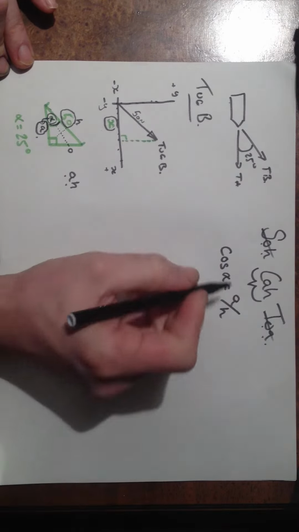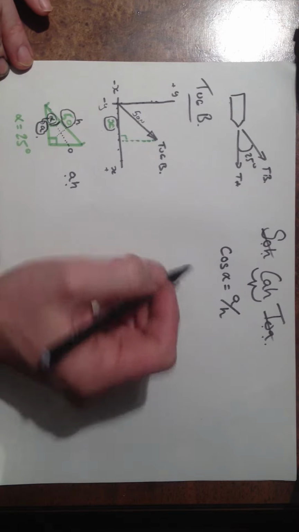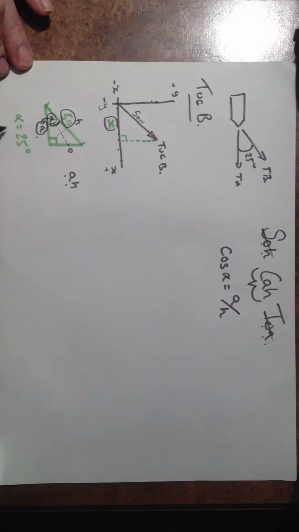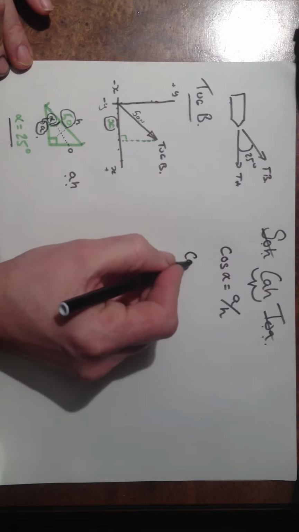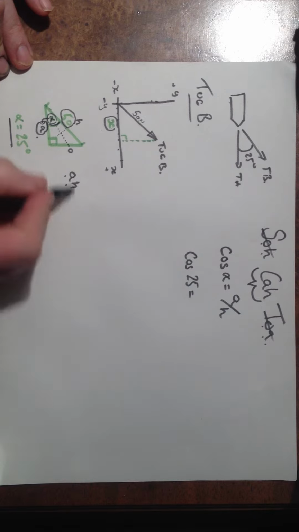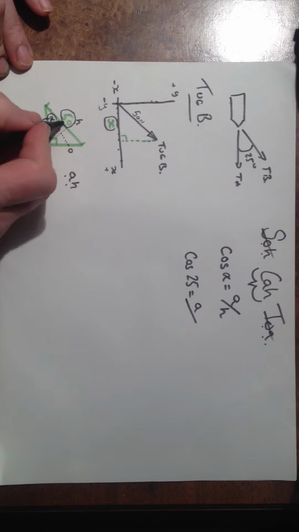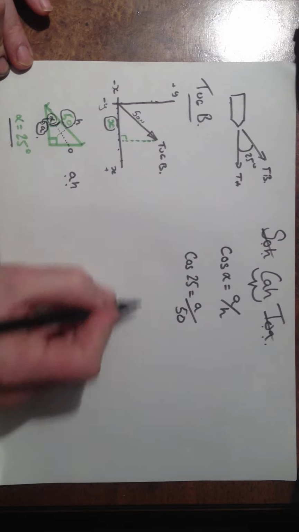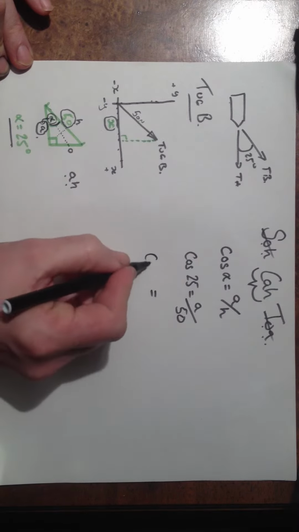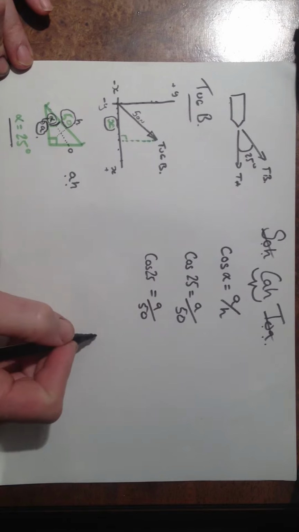So to write this out in full is cosine of alpha is equal to adjacent over hypotenuse. So the cosine of alpha being adjacent over hypotenuse, now what we do is populate what numbers we know into that formula. We know alpha is 25 degrees. So we can write cosine of 25 is equal to A over H. We don't know what A is. We know what H is, there it is for our 50. And that gives us now cosine of 25 is equal to A over 50.